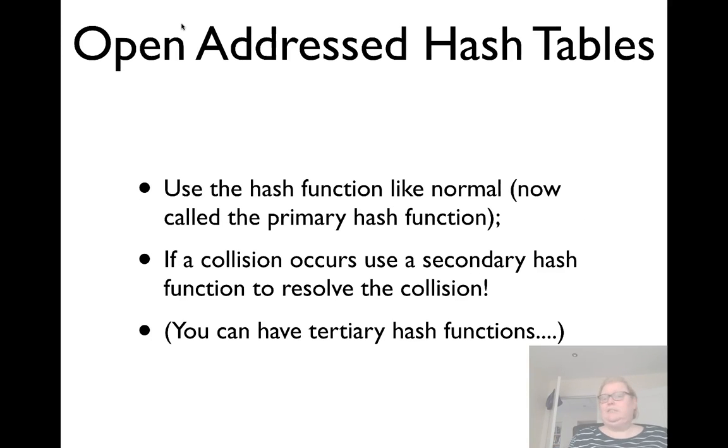Well, that's where open addressed hash tables come in. Open addressed hash tables use the hash function like normal. Now we call that the primary hash function. If a collision occurs, it uses a secondary hash function to resolve that collision. You can actually have tertiary hash functions, so if it collides again, you go down to the third level, and so forth and so on. Mostly, when people are doing open addressed hash tables, they have a primary and a secondary, they don't have to go down to the tertiary level.